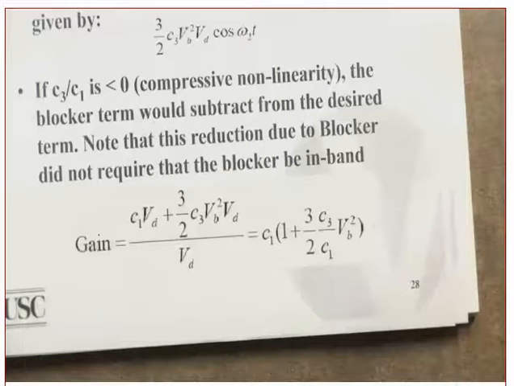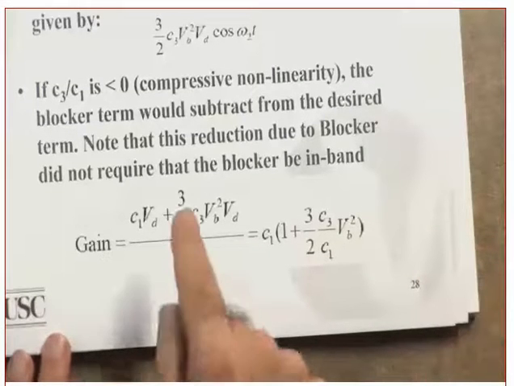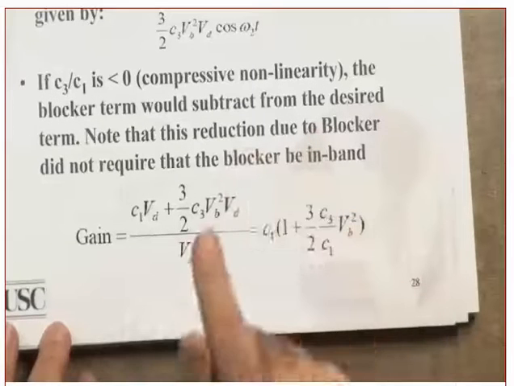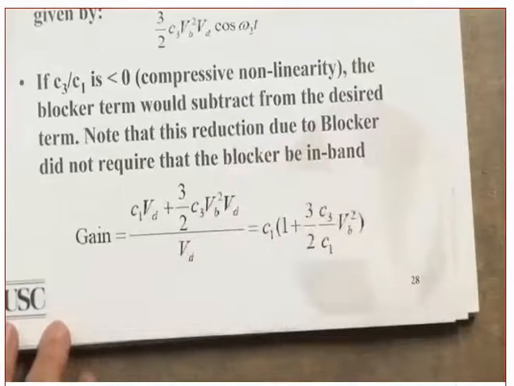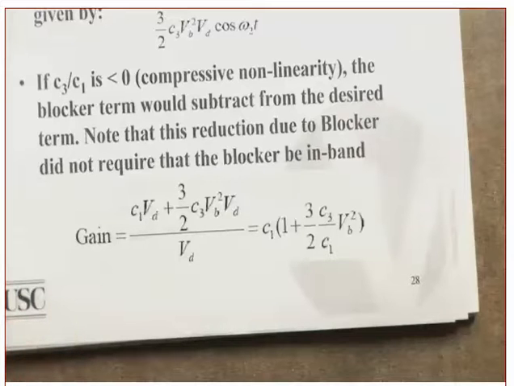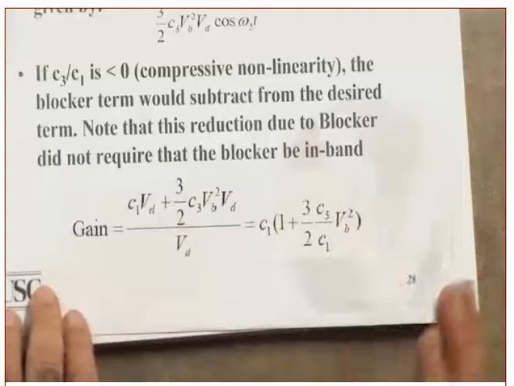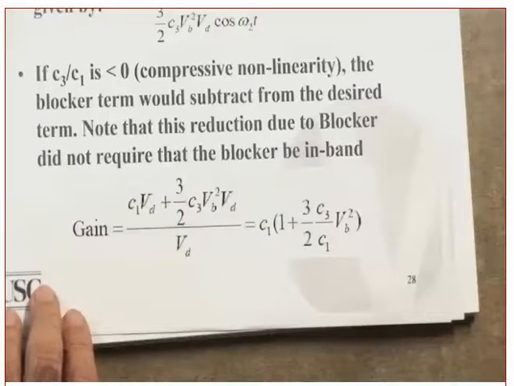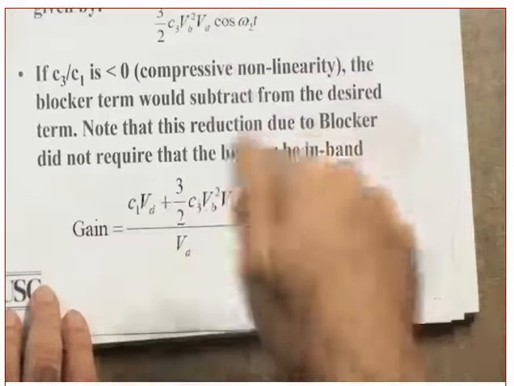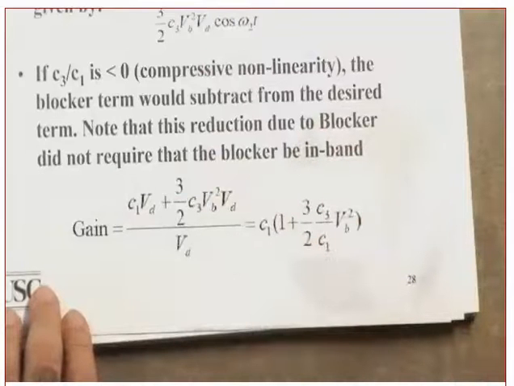How can we get rid of the blocker? The blocker is inside the band. By the way, if the blocker is inside the band, the situation becomes even worse. And this one is telling you that you will still get blocking even if the blocker is out of band. If it is in band, it is problematic. Why? Because it's not going to be filtered out by the band select filter. I'm not sure, did you get this statement? This statement tells you that even if the blocker was out of band, you will still have a problem if the strong blocker happens to be nearby.